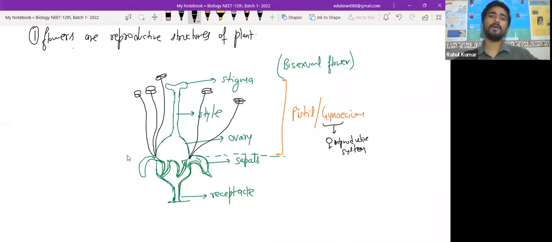Okay, when we are talking about female structures, we forgot to mention that in the ovary, which is the female part, what should be present? The female gamete. What is the female gamete known as?